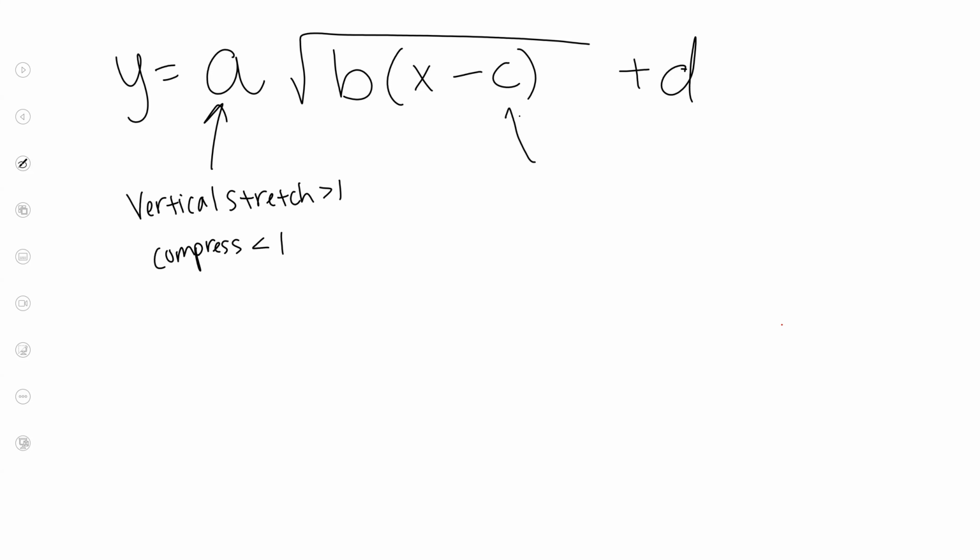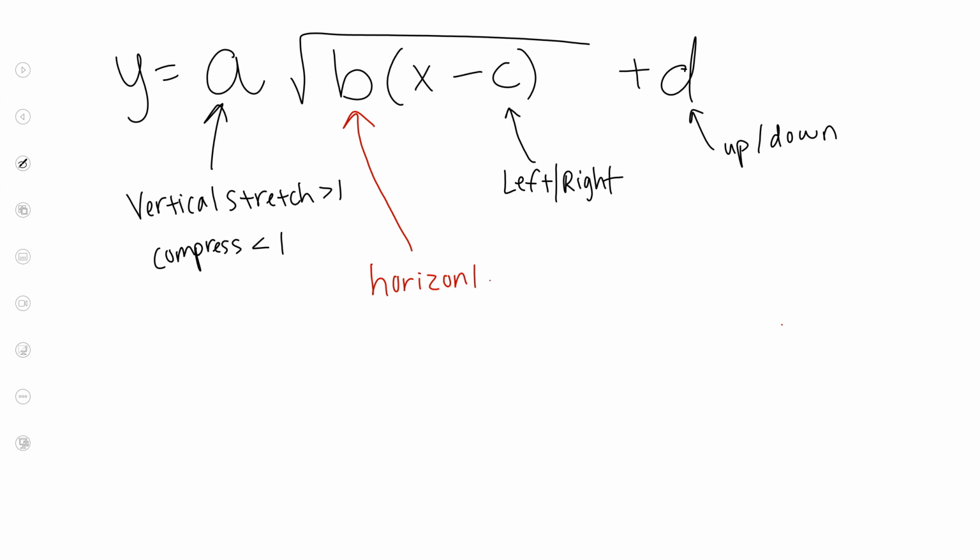What does C tell you? Yep, left and right. And what does D tell you? Up or down, exactly. Now, I'm going to introduce something new to you. This is what I need you to write down. This is what's new. I'll do it in red. The letter B will tell you if it's a horizontal compress or stretch.